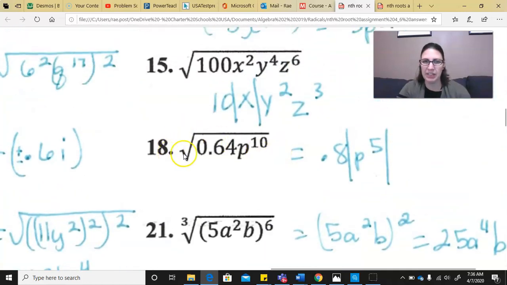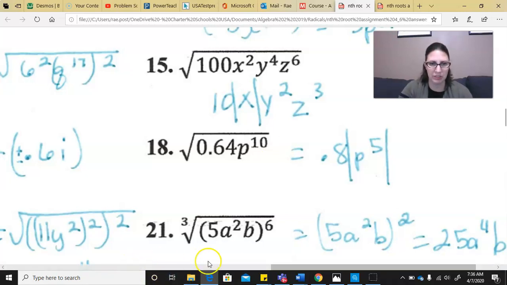And like I say, with number 18, it's just a decimal. You can just square root 0.64, and then the p to the 10th, once again, you can just change it as p to the 5th squared. So the squared goes away. Trying to think of other questions you guys had. There's a couple over here.